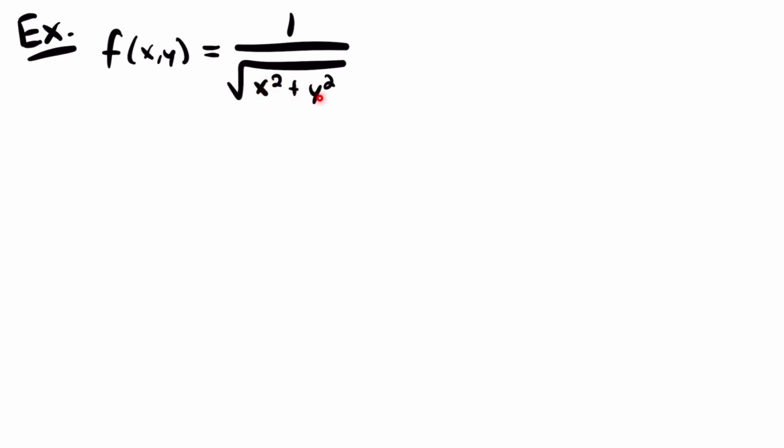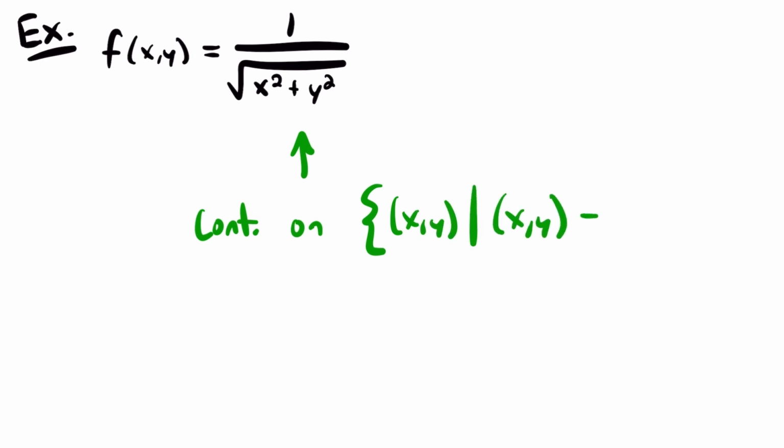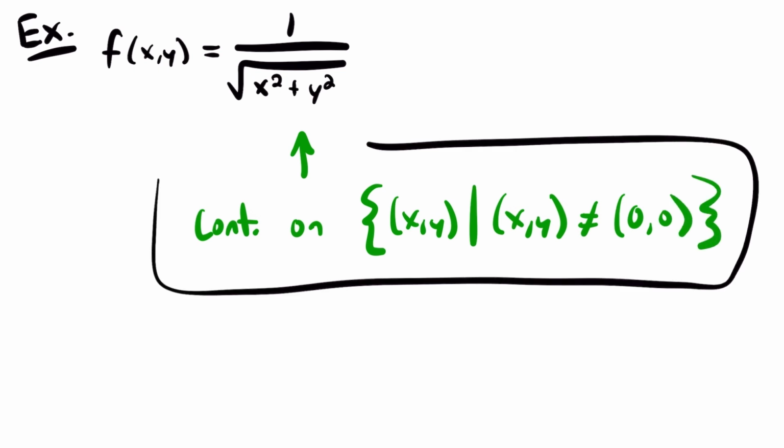All right, you have x squared plus y squared, so anything else you plug in there is getting squared and added together, so that will never be 0 unless x and y are 0. And also notice that we don't have to worry about any negative values being underneath the square root because x squared plus y squared is always positive. All right, so in this case, we would say that this function is continuous on the set of xy values such that xy does not equal the point 0, 0. That would be my final answer here. Okay, let's take a look at another function.